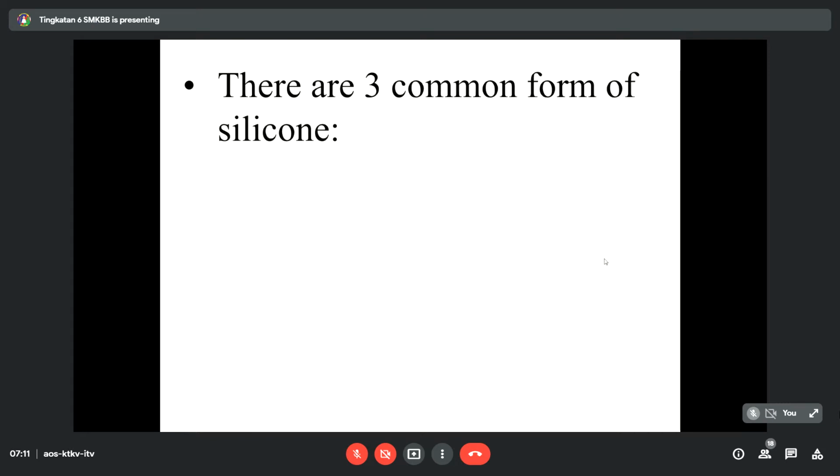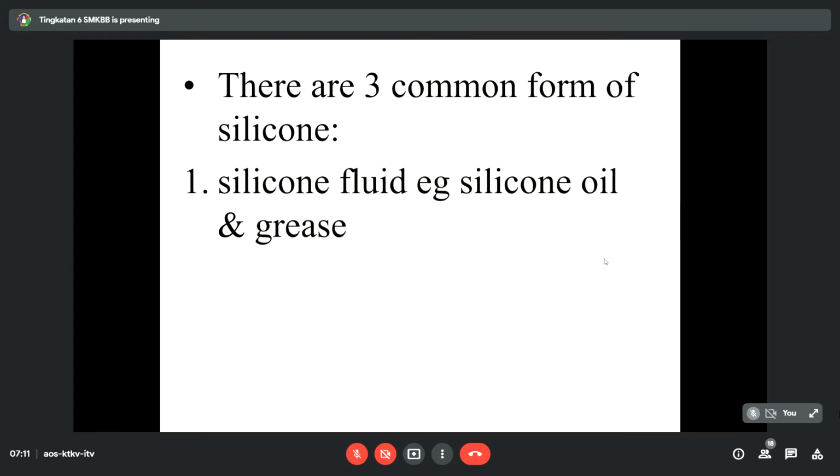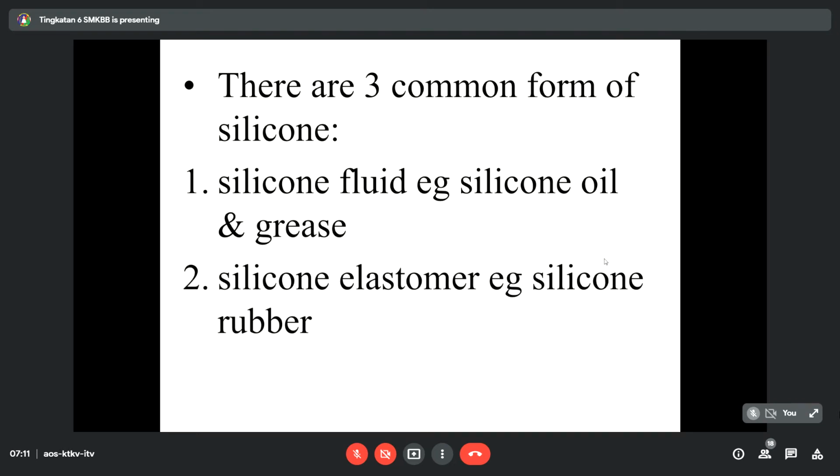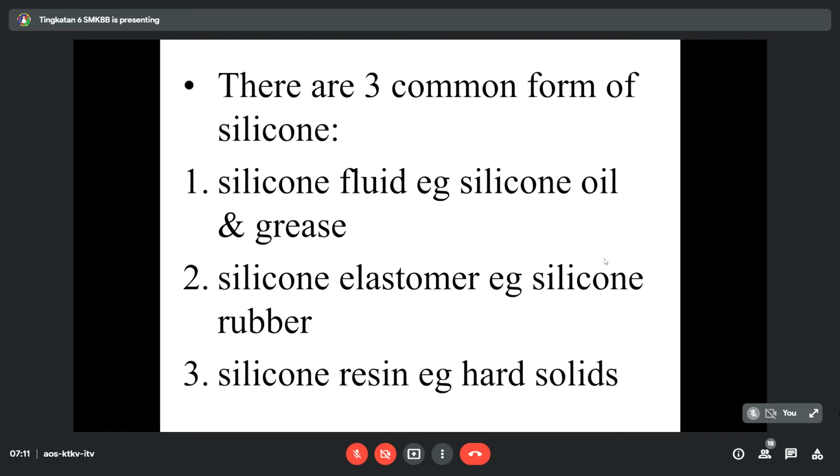So there are 3 common forms of silicon. The first one, fluid in liquid form. That means, for example, silicon oil, silicon grease. Second would be the elastomer. That means the rubber, elastic type. It's solid form, but not so hard. And of course, the third is the resin. Resin is the hard type, hard solid.